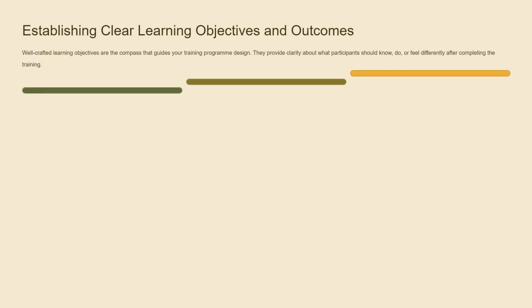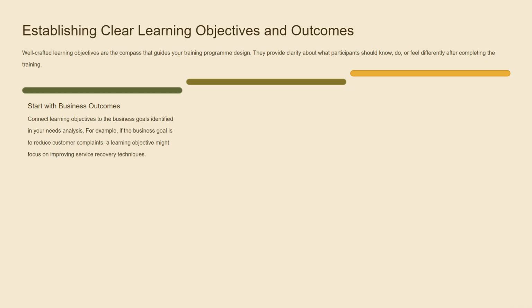Well-crafted learning objectives are the compass that guides your training program design. They provide clarity about what participants should know, do, or feel differently after completing the training. Start with business outcomes. Connect learning objectives to the business goals identified in your needs analysis. For example, if the business goal is to reduce customer complaints, a learning objective might focus on improving service recovery techniques. Apply the SMART framework.